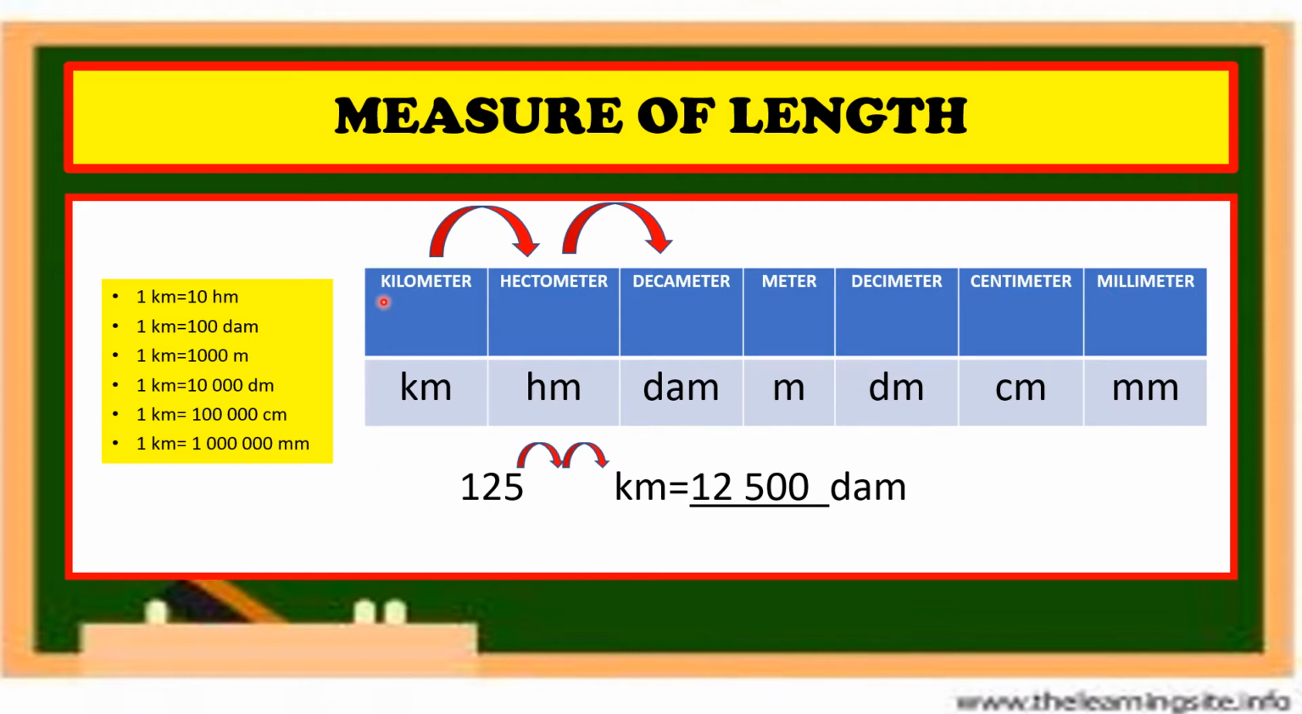So we need to convert 125 kilometers to decameters. Kilometer to decameter is a multiple of 10. This is 10, this is another 10. So 10 times 10 is 100. So 125, we'll multiply it by 100, or we move the decimal point 2 places to the right. It will become 12,500 decameters.